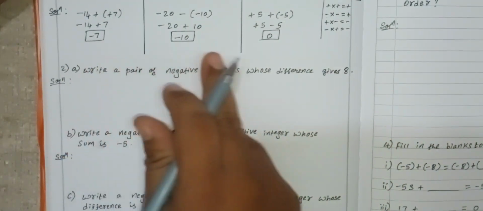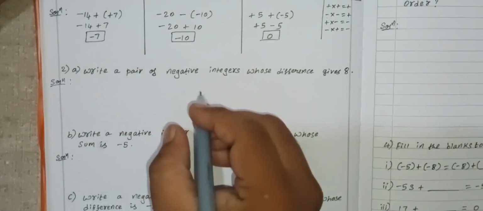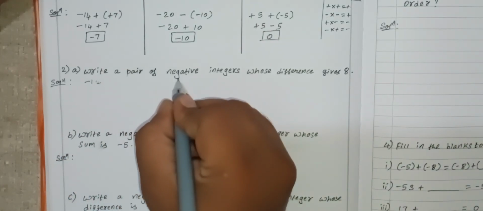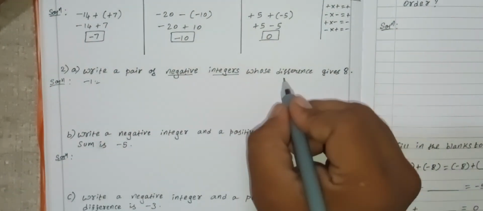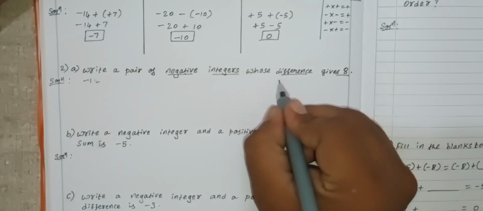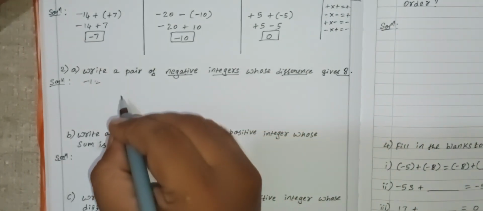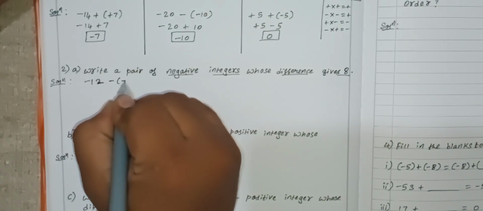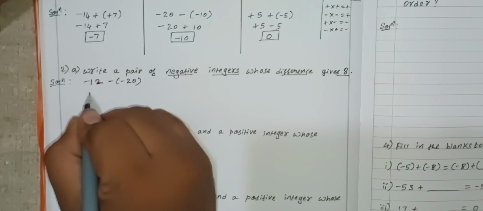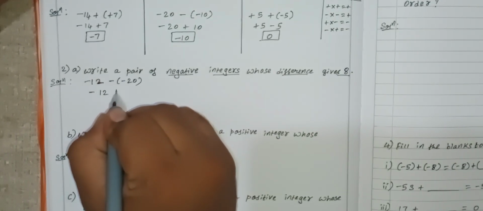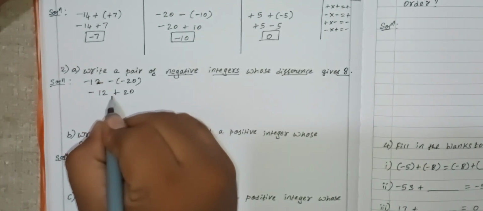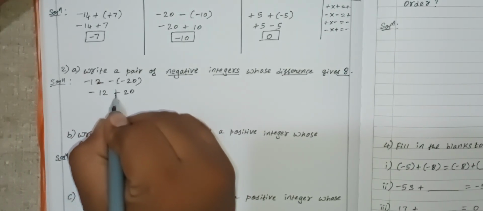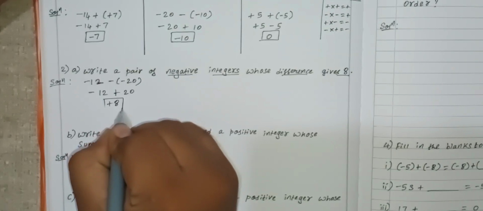Now moving to the next part, that is, write a pair of negative integers whose difference gives 8. I hope you understood the first problem. The second one is the same thing. Minus 12, the first integer I am taking, is negative, and it should give 8 when we find the difference. You can take any integers. So minus 12 minus of minus 20. Minus 12, minus into minus is plus 20, and minus into plus is minus, that is 20 minus 12 is 8. The greater value is plus, so plus 8.